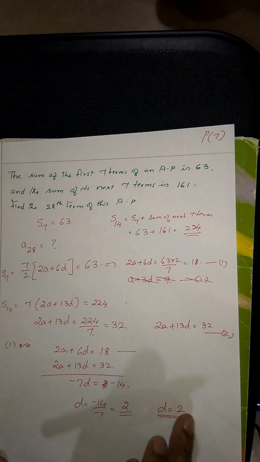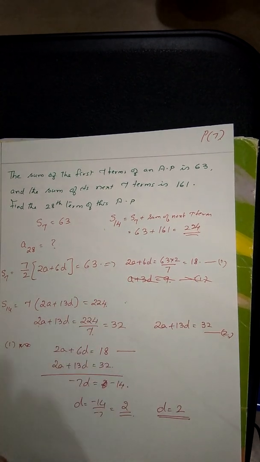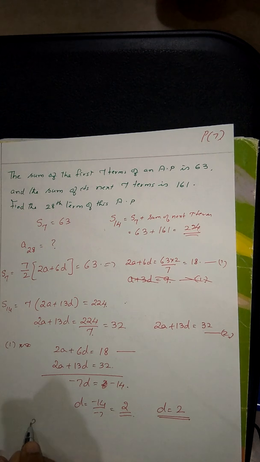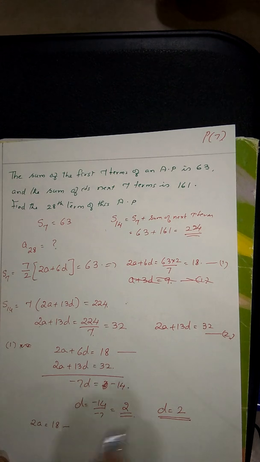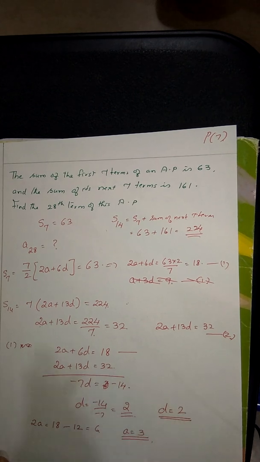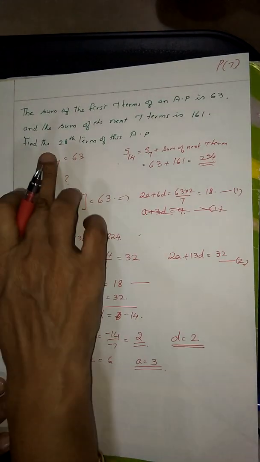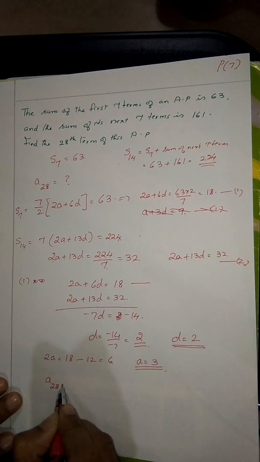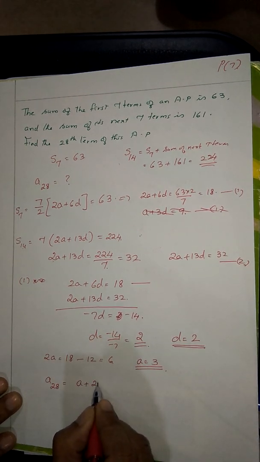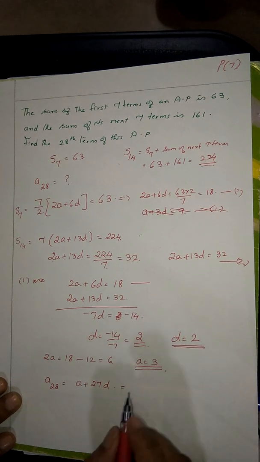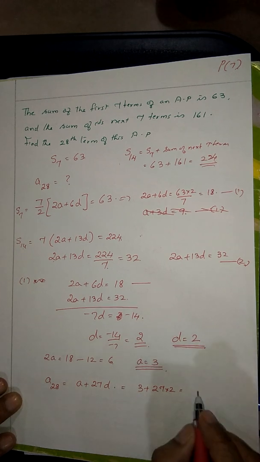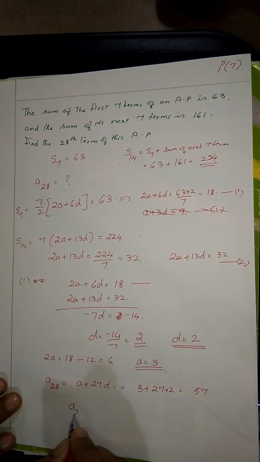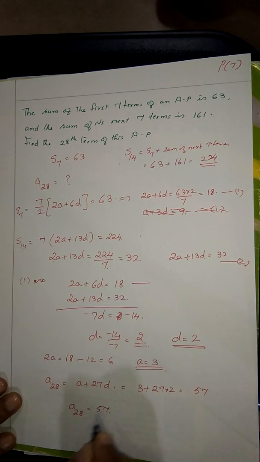Now we will substitute D is equal to 2 in either of these equations. So we will get 2A is equal to 18 minus 6D, 6 into 2, 12, so 6. So A is equal to 3. Now we have to find A28. So A28 is equal to A plus 27D, that is equal to 3 plus 27 into 2. So 54 plus 3 is 57. So A28 is equal to 57.